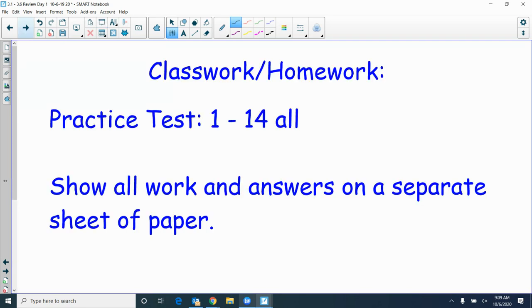All right, for classwork / homework, we're going to do the practice test. Show all work and answers on a separate sheet. We're going to just do 1 through 14 today. So start this, which is just the front. There is a back, and we'll get to the back tomorrow.